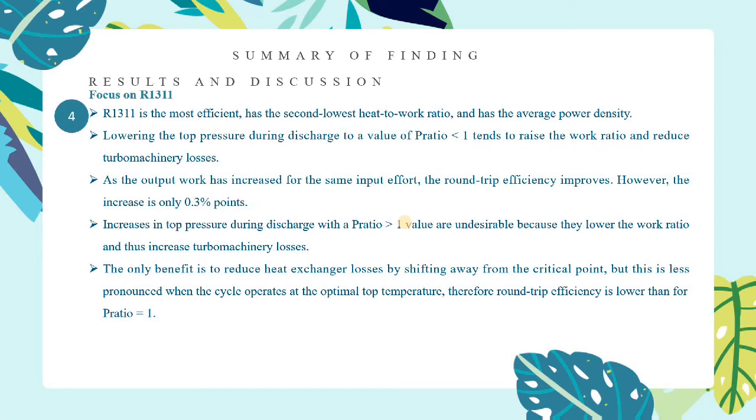Increases in top pressure during discharge with a P ratio higher than 1 are undesirable because they lower the work ratio and thus increase turbomachinery losses. The only benefit is to reduce heat exchanger losses by shifting away from the critical point, but it is less pronounced when the cycle operates at the optimal top temperature. Therefore, round trip efficiency is lower than for P ratio equals 1.